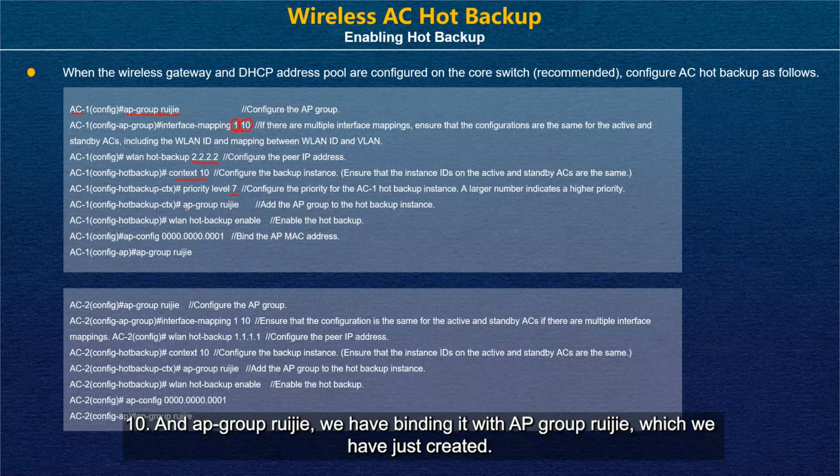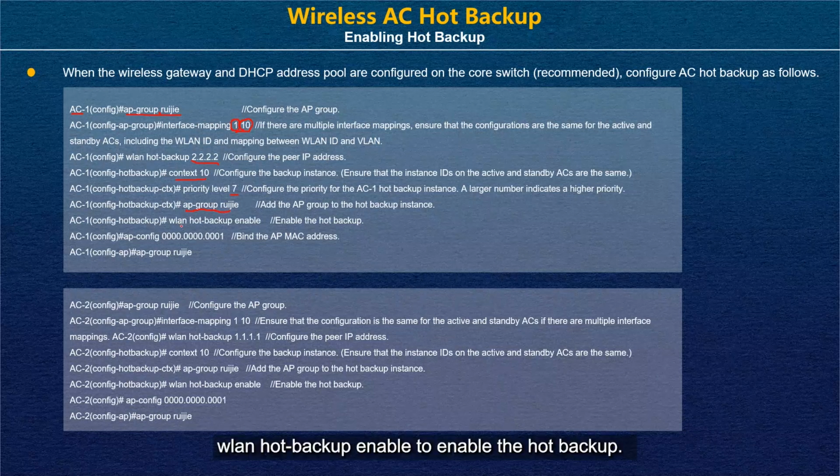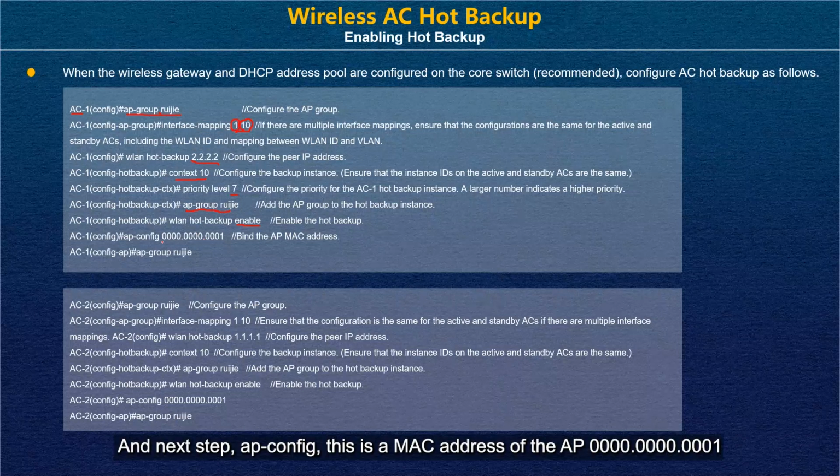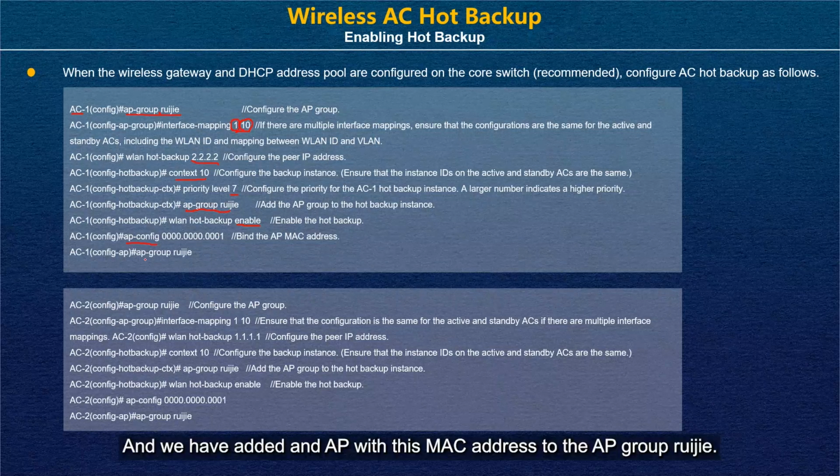So priority level 7 is used to configure the priority value of AC1 in instance 10. And AP group Ruijie, we have bound it with the AP group, Ruijie, which we have just created. Okay, and WLAN hot backup enabled, so we enable the hot backup. Next step, AP config. This is the MAC address of the AP, 0000.0000.0001, and we have added the AP with this MAC address to the AP group Ruijie.